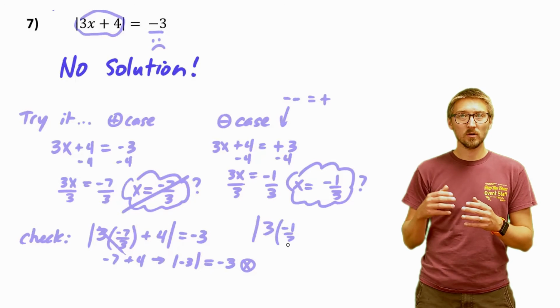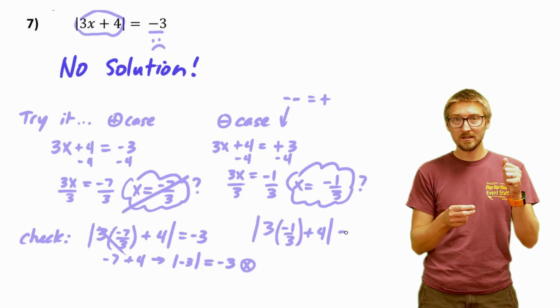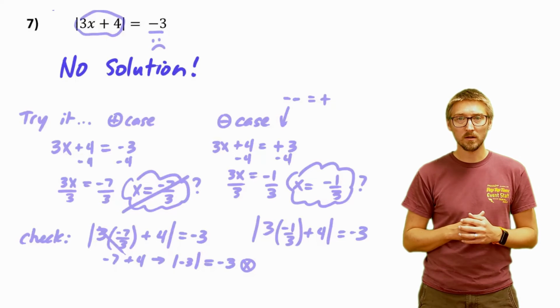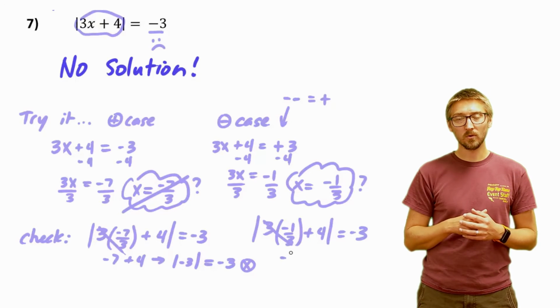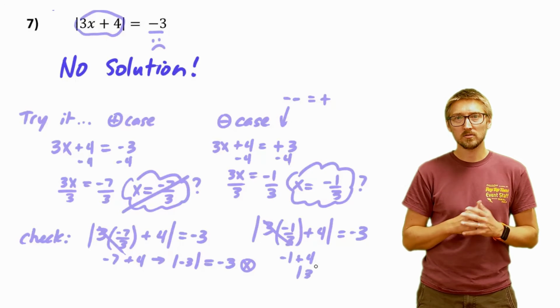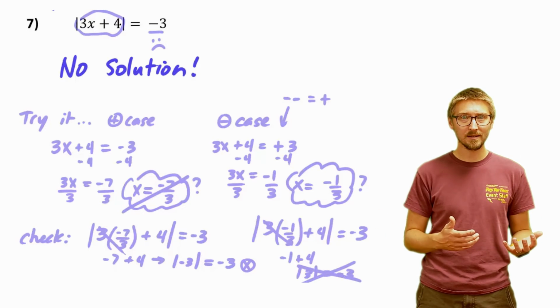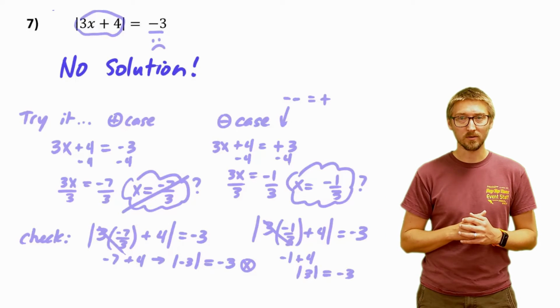But what about the other solution? Maybe it works. So if you take negative 1/3 and plug it in for x, the big 3 and the 3 in the denominator cancel out, leaving negative 1. Negative 1 plus 4 is 3. Remember, this is all in absolute value bars. So the absolute value of 3, is that equal to negative 3? Absolutely not. On no planet is it ever going to work.